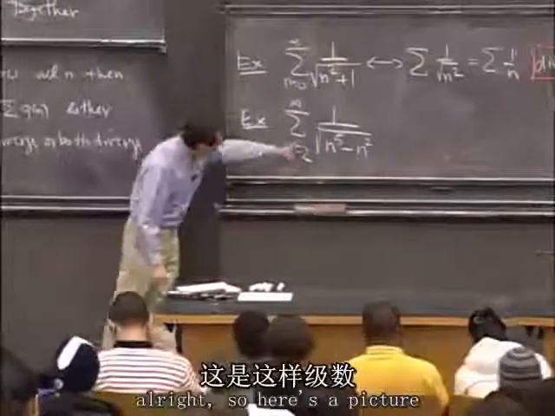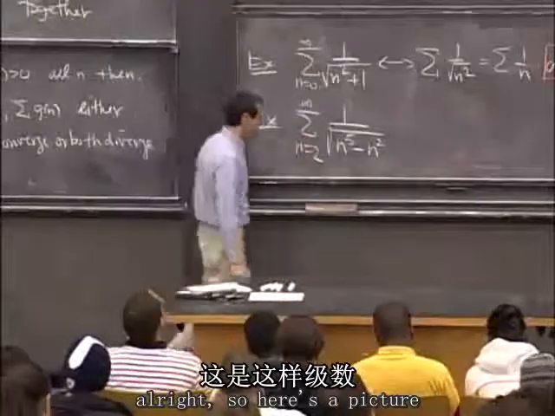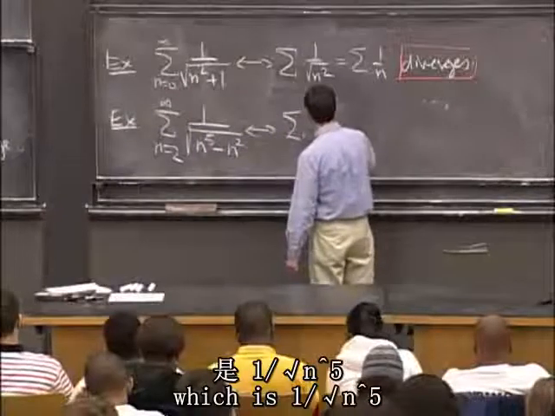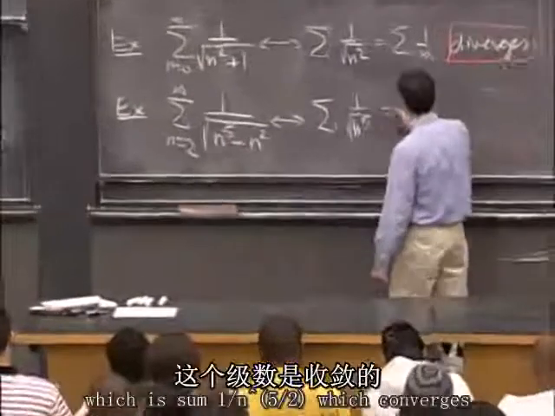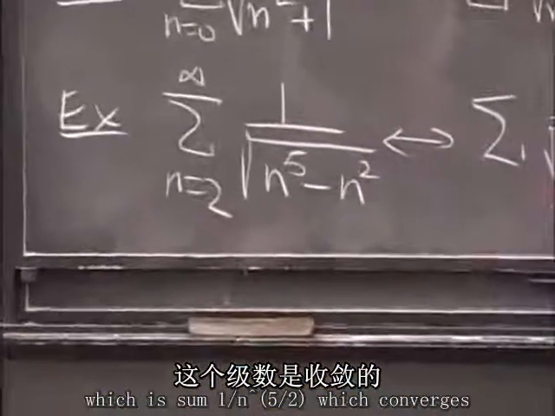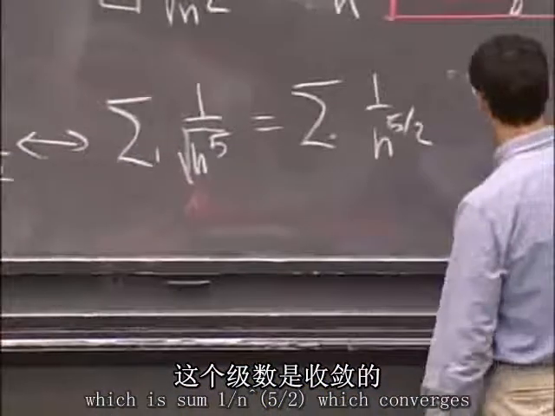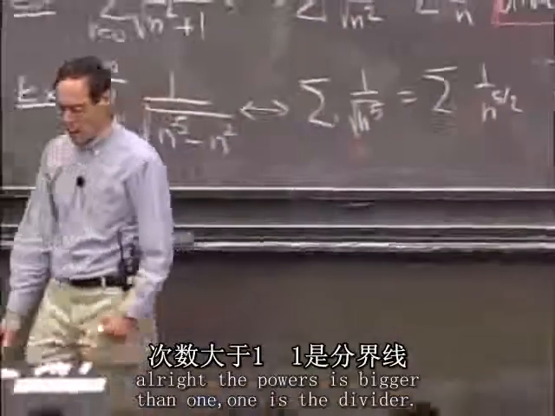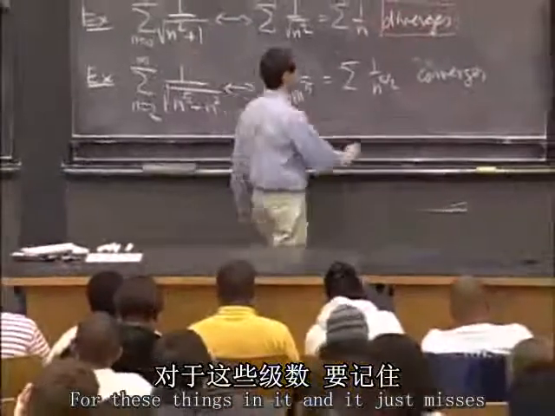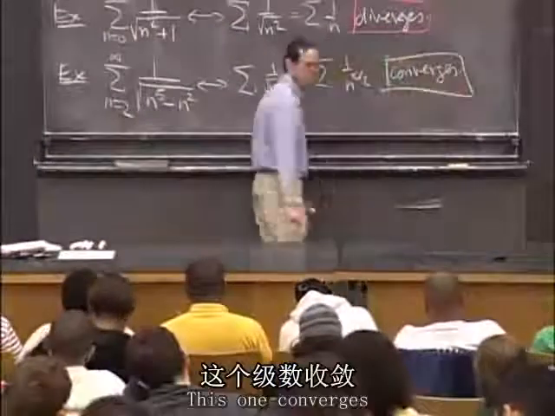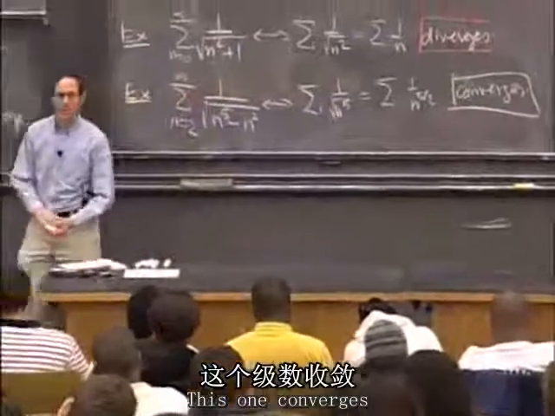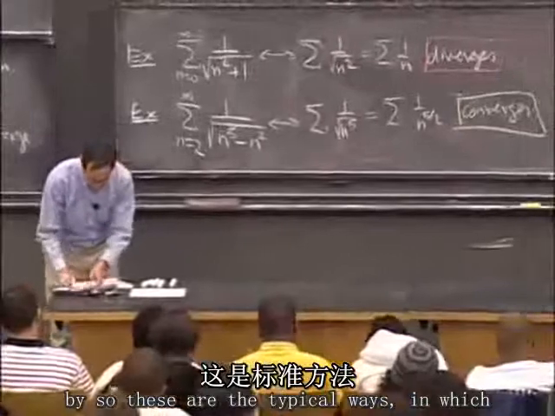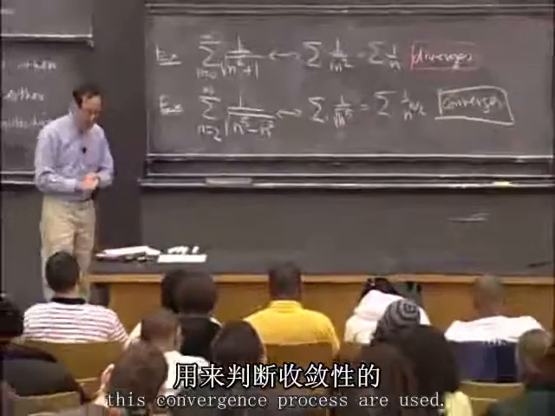All right, so here's the picture. Now this, I just replaced by its main term, which is 1 over the square root of n to the 5th, which is sum 1 over n to the 5 halves, which converges. The power is bigger than 1. 1 is the divider for these things, and it just misses. This one converges. All right, so these are the typical ways in which these convergence tests are used.